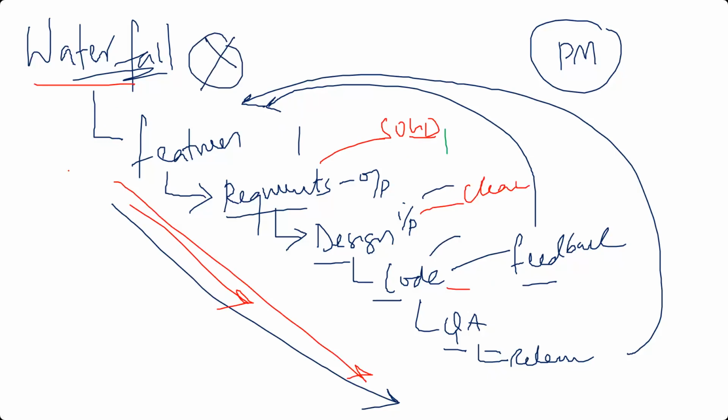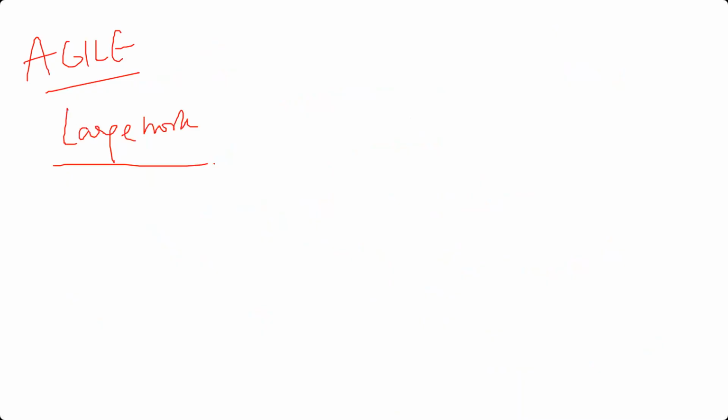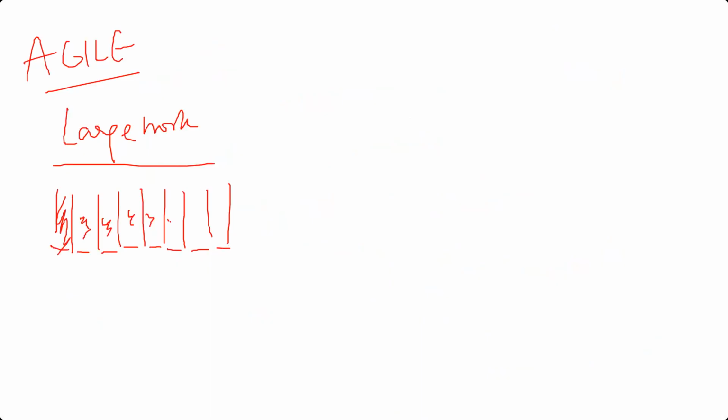So conventionally, if you look at the early 1980s to 2000s, the waterfall model was widely used. Then came a new model called Agile. What Agile does is take a large work and divide it into small pieces, and these small pieces are delivered as the outputs.